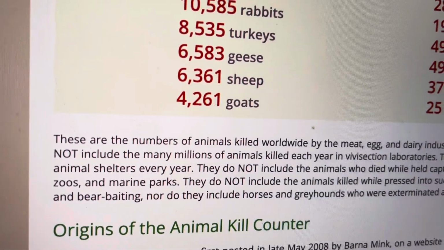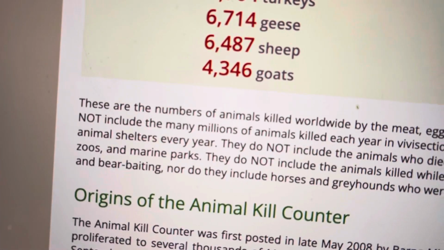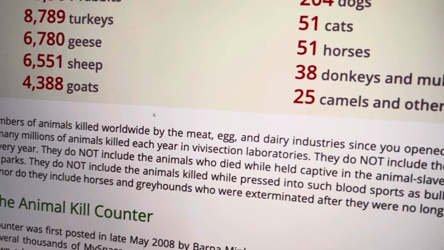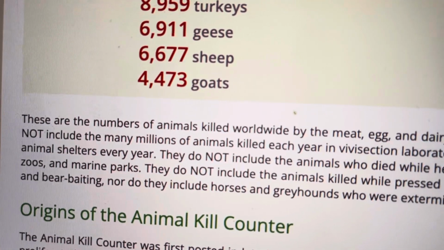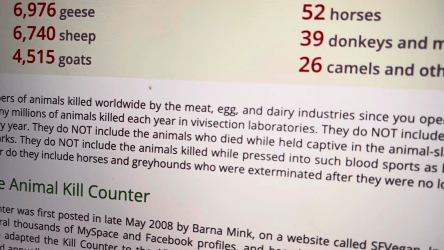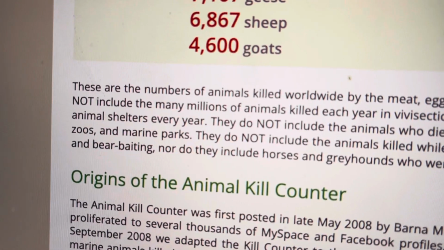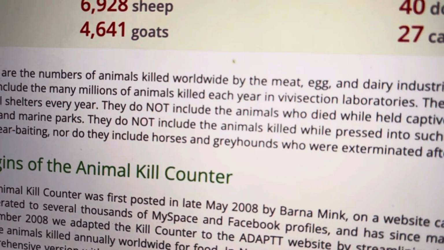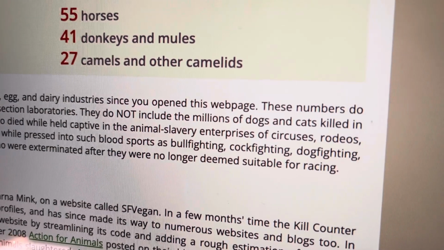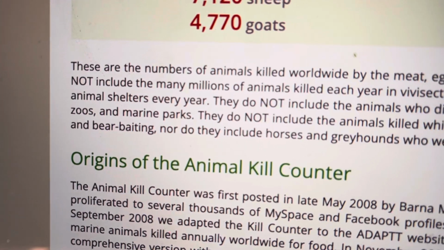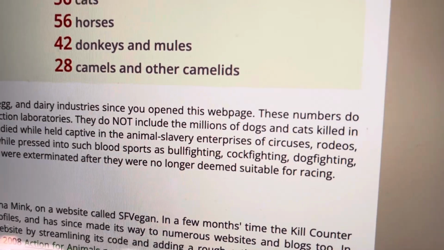It says here, these are the numbers of animals killed worldwide by the meat, egg, and dairy industries since you opened this web page. These numbers do not include the many millions of animals killed each year in vivisection laboratories. They do not include the millions of dogs and cats killed in animal shelters every year. They do not include the animals who died while held captive in the animal slavery enterprises of circuses, rodeos, zoos, and marine parks. They do not include the animals killed while pressed into such blood sports as bullfighting, cockfighting, dogfighting, and bear baiting. Nor do they include horses and greyhounds who were exterminated after they were no longer deemed suitable for racing.